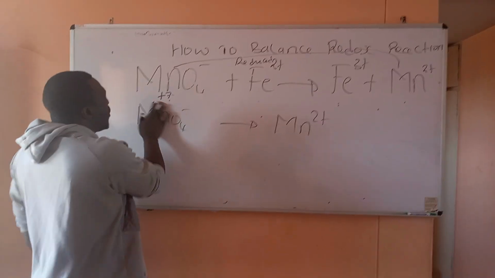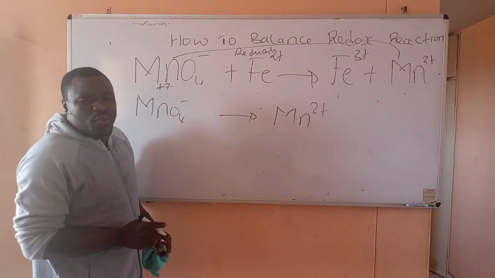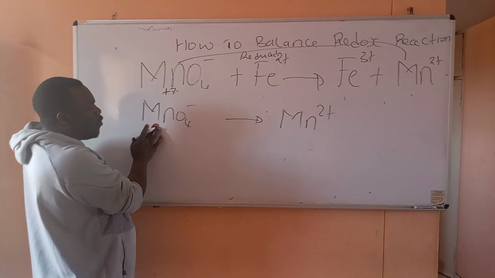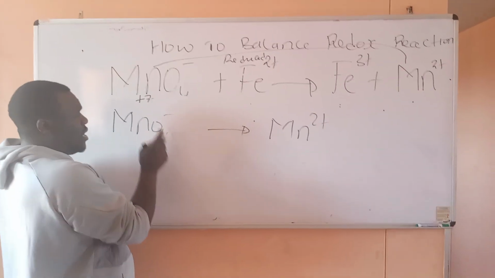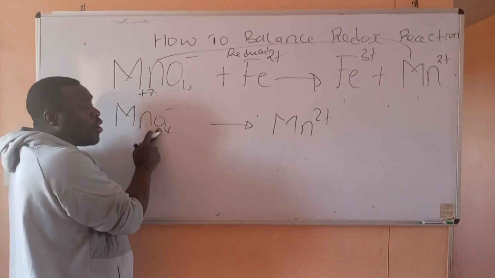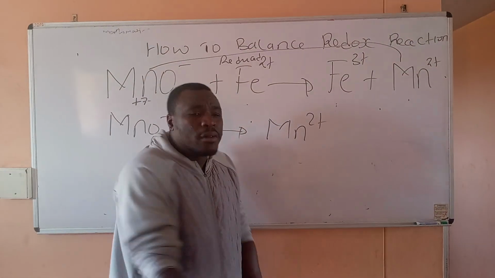So let's balance this one. First, we balance it as a normal equation. How many manganese are here? 1. How many manganese? 1. So manganese is balanced. How many oxygen? 4. How many oxygen? 0.